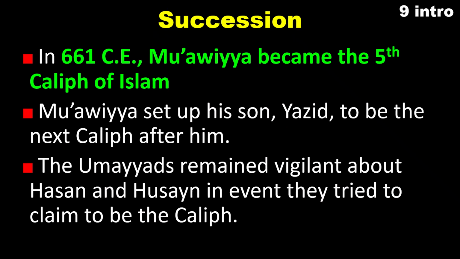That same year, 661 Common Era, Muawiyah became the fifth caliph of Islam after Ali's death. Muawiyah set up his son, Yazid, to become the next caliph after him, to perpetuate the Umayyad clan's power in the Islamic dominions. The Umayyads remained vigilant about Hassan and Hussein in the event they tried to claim to be the caliph. Shias believe that the Umayyads murdered or arranged for the murder of numerous imams of the Shia branch of Islam, and also descendants of Ali who could possibly become the imam designate, or who could possibly claim to be the legitimate caliph.